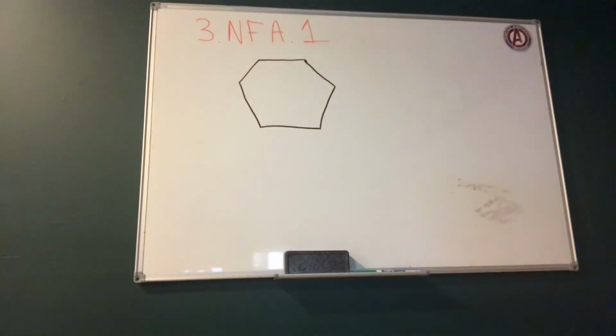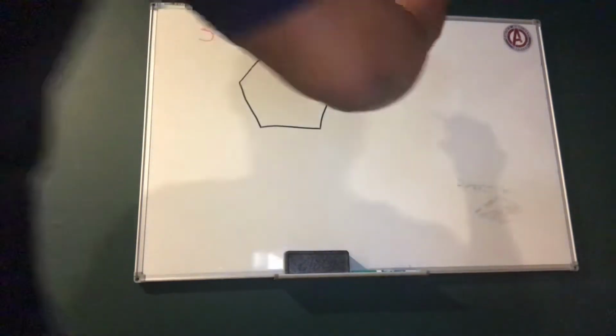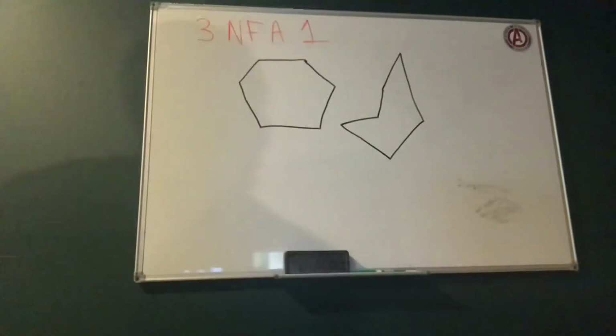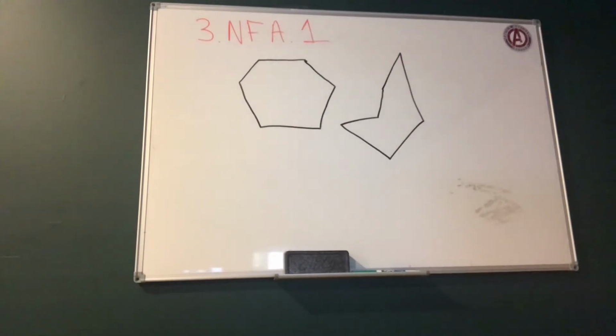A hexagon is just any shape that's 6 sides. Doesn't have to be perfect. So 1, 2, 3, 4, 5, 6 is also a hexagon. It's any 6-sided shape.